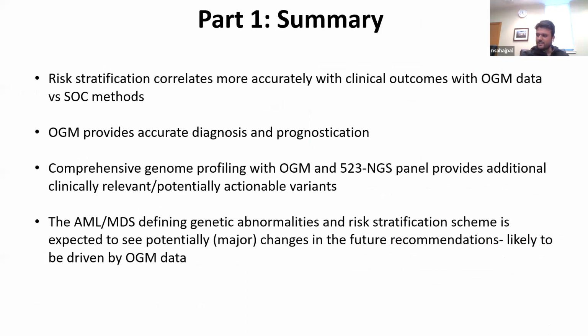Summarizing part 1 of the talk, the risk stratification appears to be more accurate with optical genome mapping, while the comprehensive workflow with optical genome mapping and the 523 NGS panel has the potential to provide clinically relevant and potentially actionable variants. And I do believe that in the coming years the risk stratification guidelines and the diagnostic criteria will be altered, and the OGM data will play a critical role in these modifications.